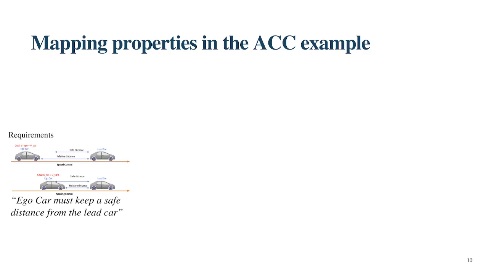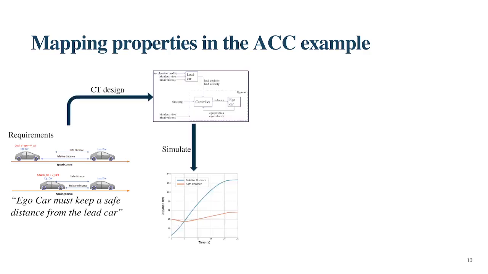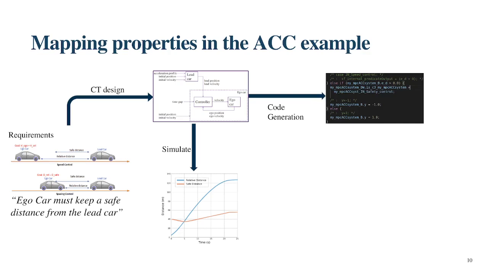Here, we illustrate how we mapped the properties over the adaptive cruise control example. First, we modeled the controller that solves this problem and verified whether the distance between the cars is maintained for a number of scenarios. For this, we used MATLAB and Simulink. Then, we used Simulink Coder to transform from the Simulink model to C code.